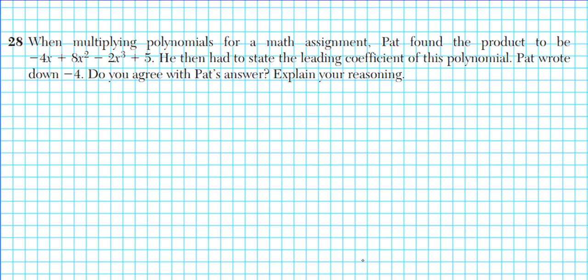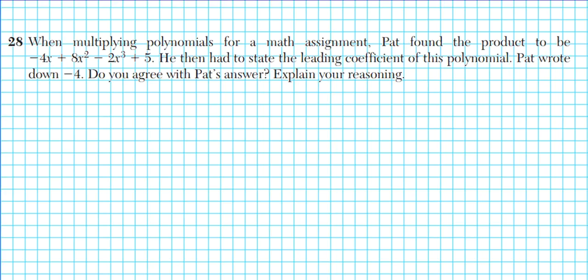Alright, let's take a look at number 28. It reads, when multiplying polynomials for a math assignment, Pat found the product to be negative 4x plus 8x squared minus 2x to the third plus 5. He then had to state the leading coefficient of this polynomial. Pat wrote down negative 4. Do you agree with Pat's answer? Explain your reasoning. So this is another example where we are required not just to state our answer, but to explain the reasoning behind our answer.